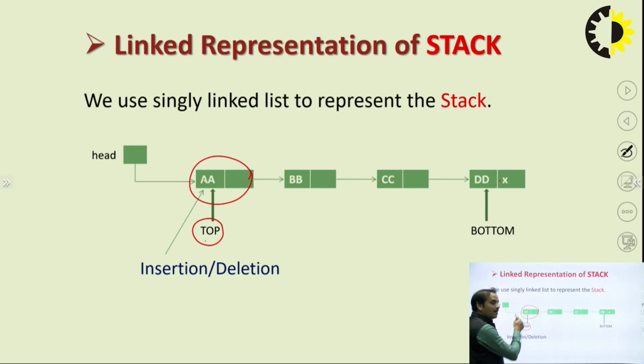If we want to perform a deletion operation, then we must delete this node, or if we want to insert an element, then we have to insert at this position. When we insert a node at this position, this node points to the first node, and this node is pointed to by head, and then we insert data at this place. This is the linked representation of stack.